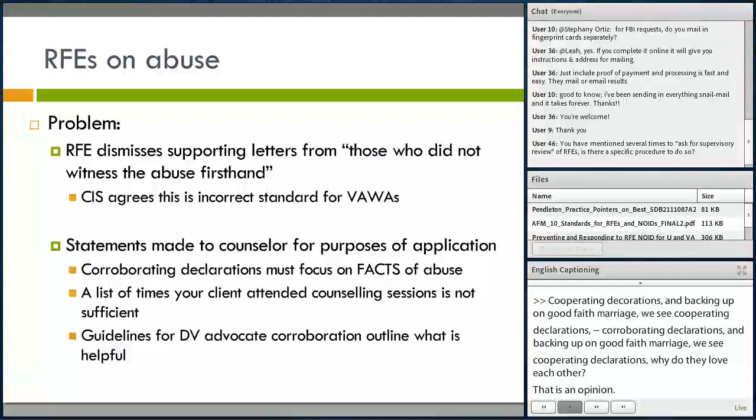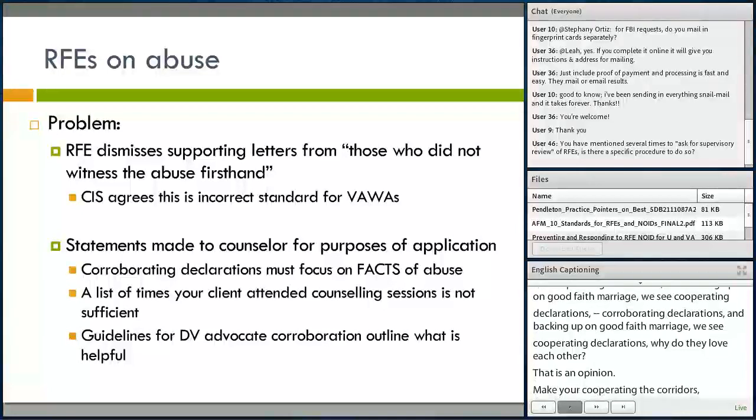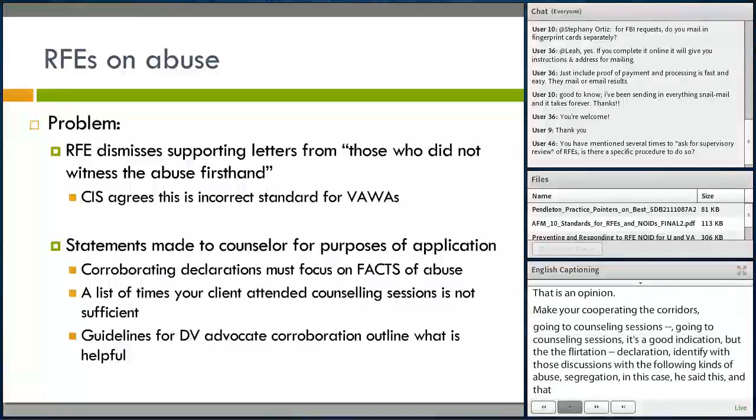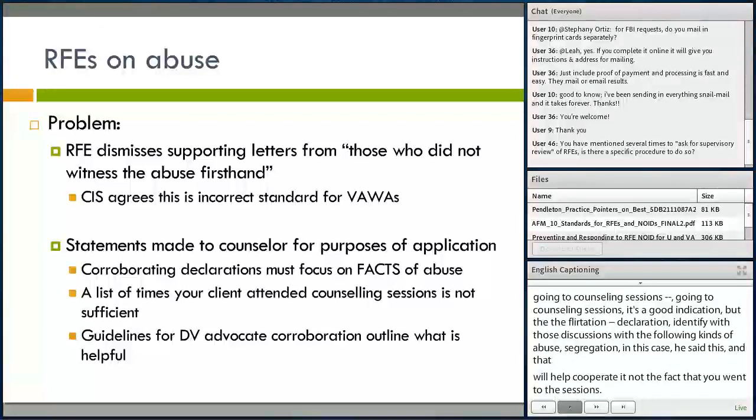And again, going to counseling sessions doesn't necessarily mean that you're a victim of domestic violence, right? I mean, it's a good indication of it, but a declaration from a DV counselor that says she's come to 5 counseling sessions is not a helpful declaration. If it says she's come to 5 counseling sessions, and in those discussions I've heard about the following kinds of abuse: degradation, which, let me explain to you, in this case was he said this, and so on. That's going to help corroborate the battery or extreme cruelty, not the fact that she went to a bunch of sessions.